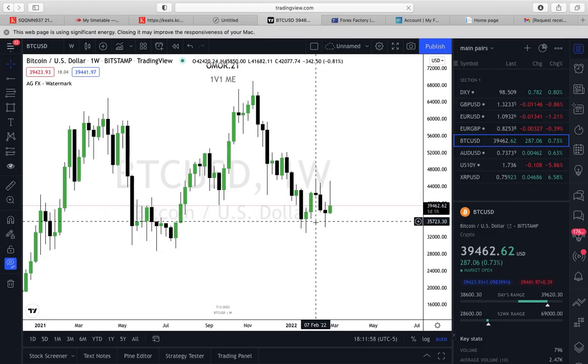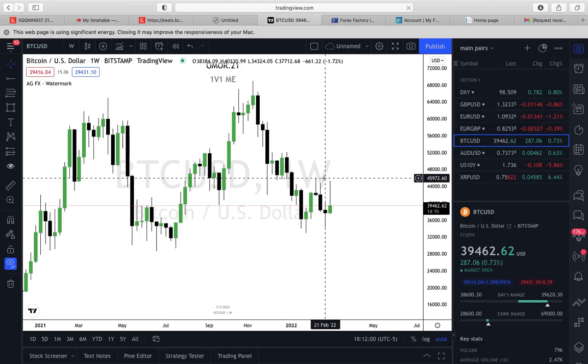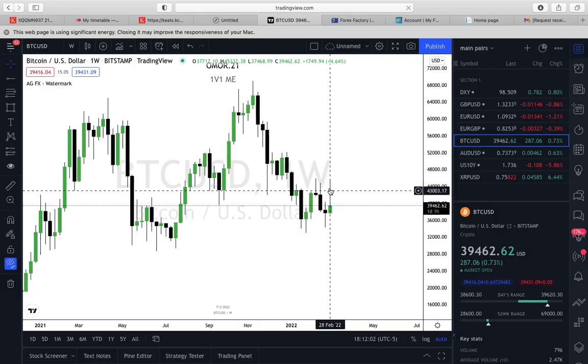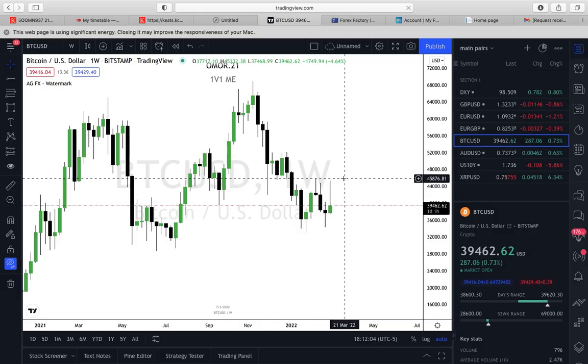And now what happens? Price starts to reject off of this. Now, I can go into a lot more detail with this. I can go into a lot more detail with everything.